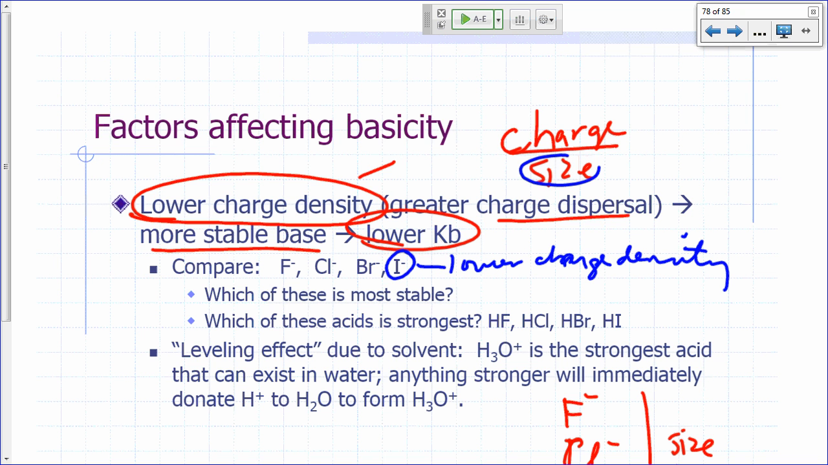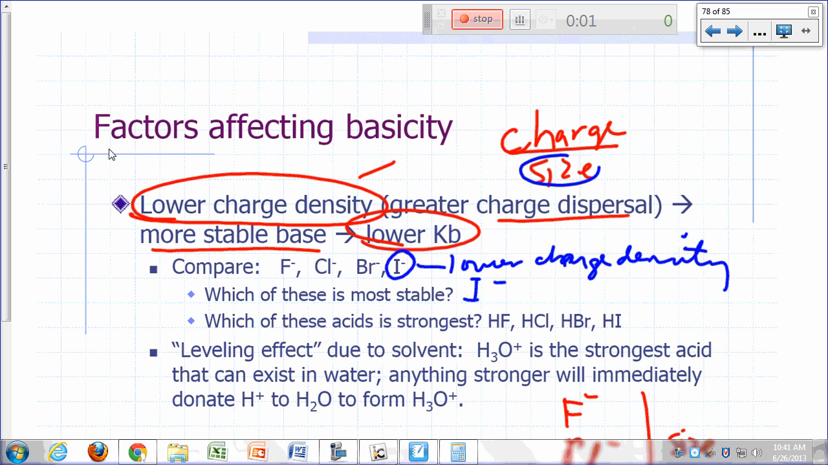So which of these bases is the most stable? The one with the lower charge density. So iodide is. Okay? So which one is the strongest acid? Let's see if you remember. Clicker question. Which of the acids would be the strongest? HF, HCl, HBr, or HI?